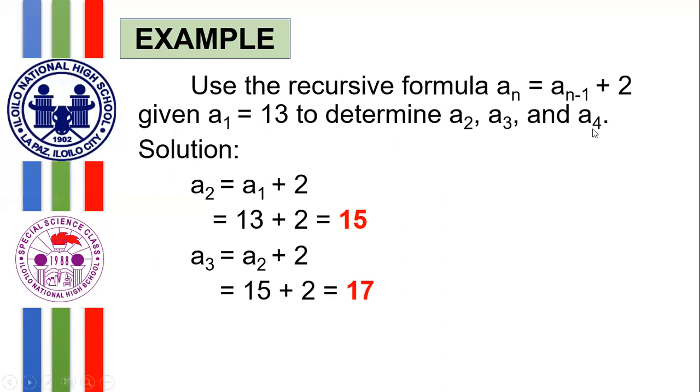And for a sub 4, we will replace all n's here with the subscript, which is 4. So you have a sub 4 is equal to a sub 4 minus 1, or a sub 3, plus 2. But we know that a sub 3 is 17. So by substitution, you have 17 plus 2, which is 19. Hence, the fourth term of this sequence is 19. I hope that you understood this well.